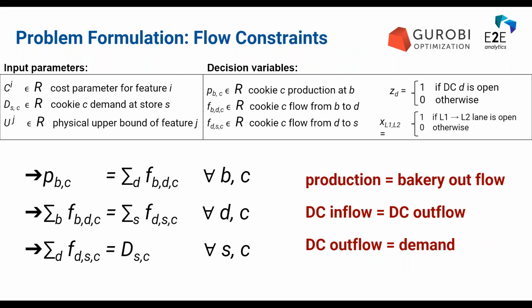All right, we got our flow constraints. So the first one, all of these are just kind of making sure what we make is what we send out, what goes into a place is what comes out of it. What goes in must come out, right? So that first one is just saying whatever you're producing has to be equal to whatever flow you're sending out of that bakery into all the DCs. The second one there is saying anything that goes into a DC has to come out of it. And the last one is saying that anything that goes out of a DC has to meet the demand.